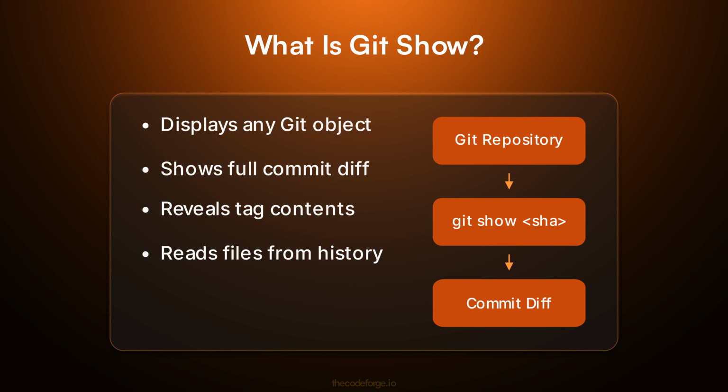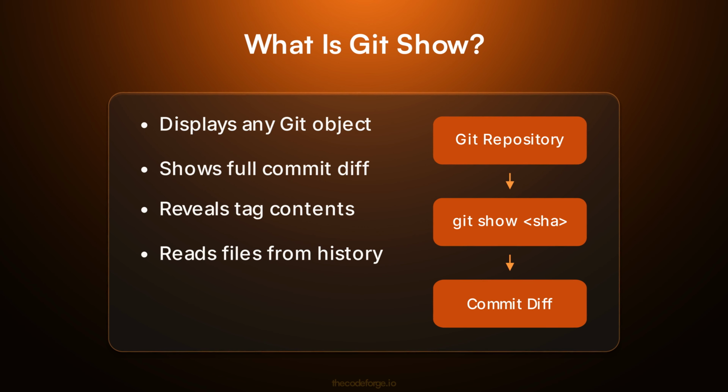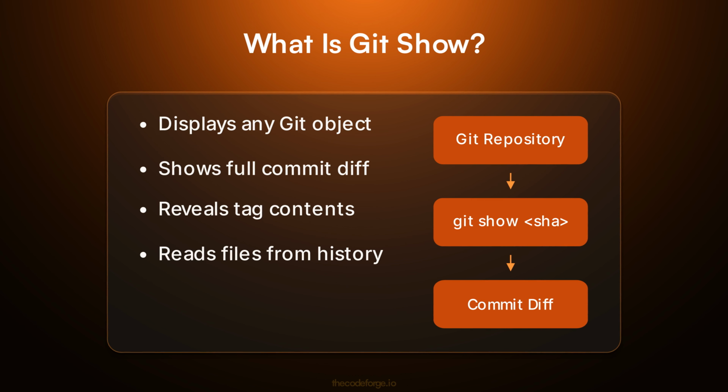Git Show displays information about any Git object: commit, tag, tree, or blob. It shows the full diff of a commit, the contents of a tag, or a file at a specific revision. It's the tool you use when someone says, "Check this commit," and you need to verify what's really inside.